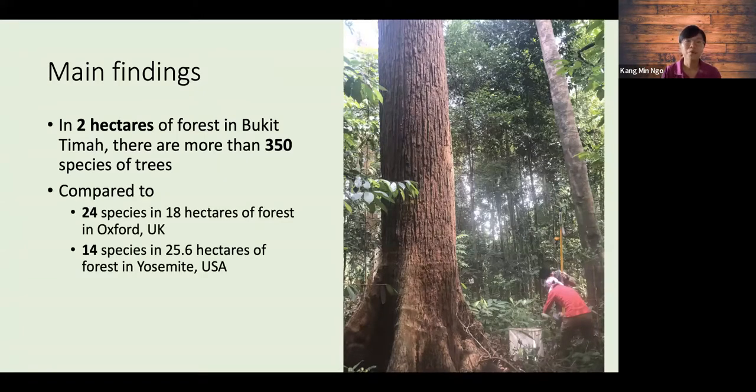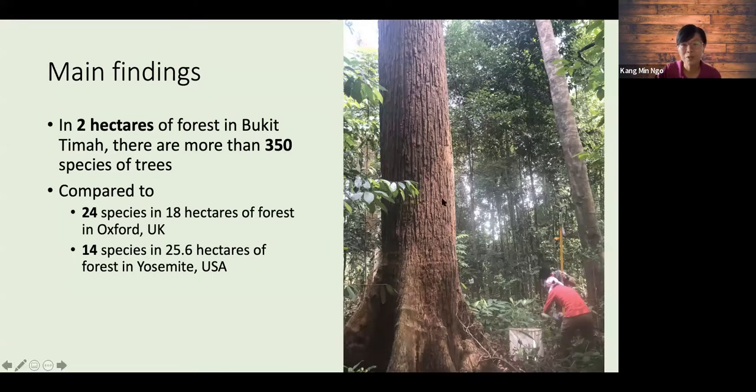And you compare to temperate forests, where you find the Christmas trees. In a bigger area of forest, they have only 24 species. This is in the UK. And then in the US, in 25.6 hectares of forest in Yosemite, which is a place in western US, they have only 14 species of trees. So compared to us, we have in a small area of forest more than 350 species. This is a very rich level of diversity that we need to protect.